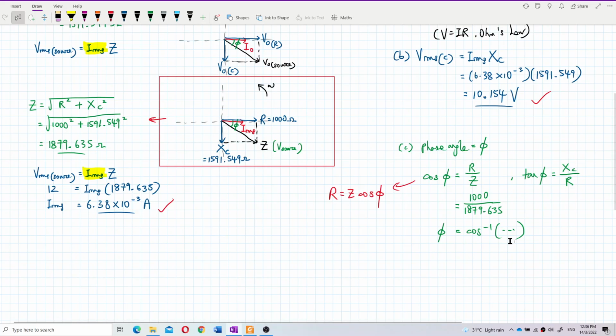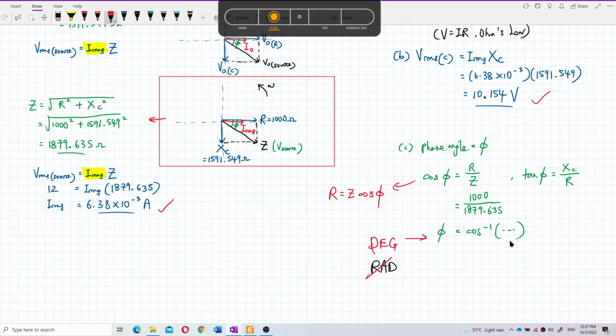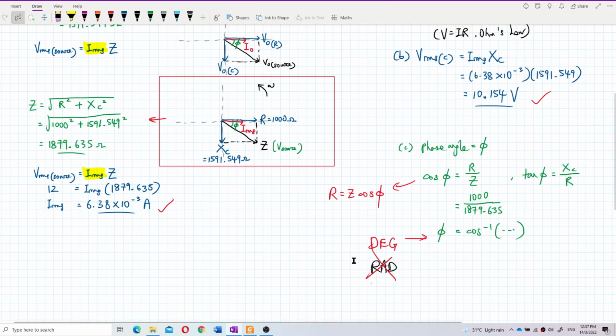Remember, I forgot to change to degree. Don't maintain as radian. Your calculator needs to be set to degree. Okay, so remember to anti-cos.